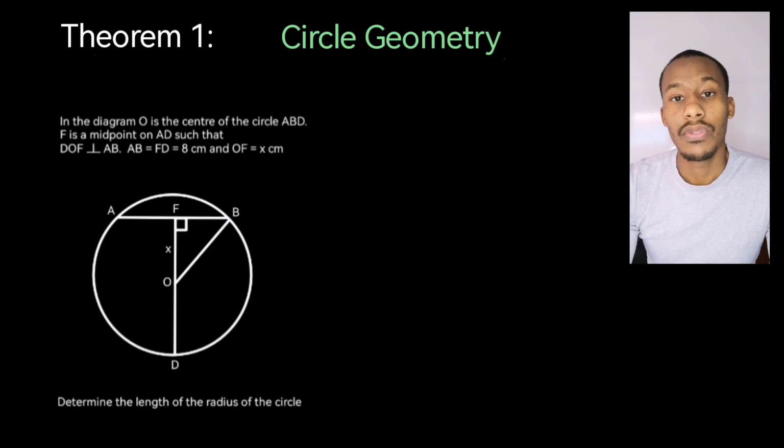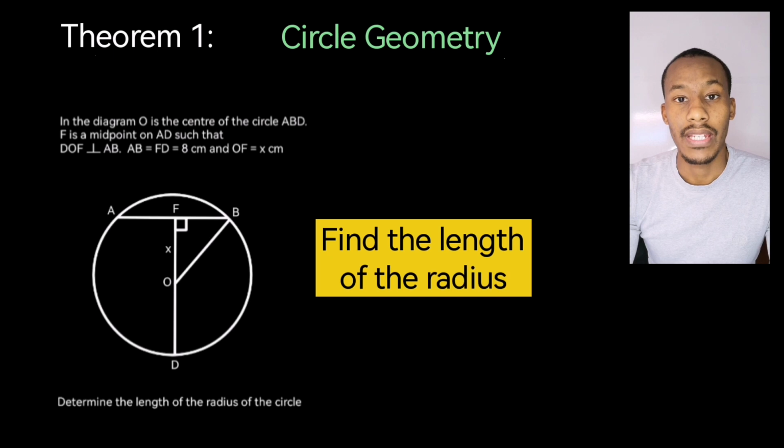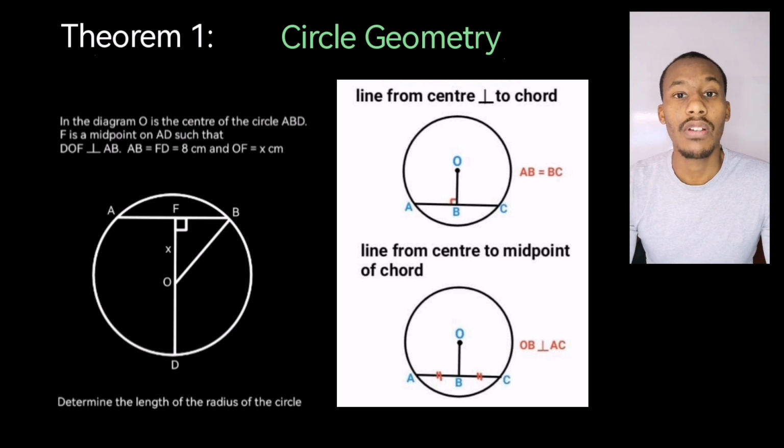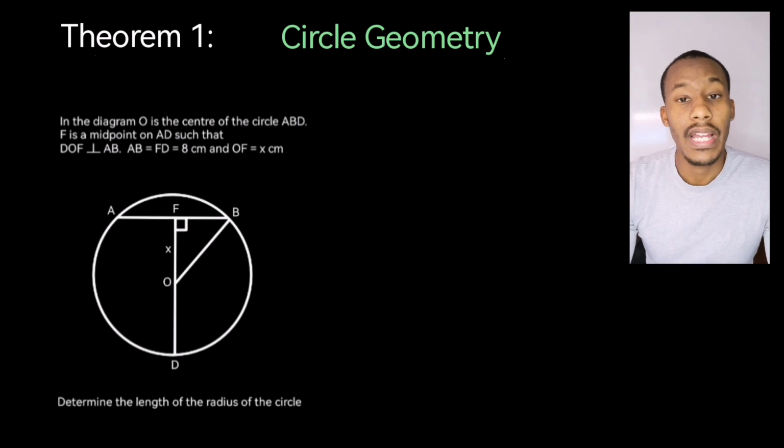Here what we need to do is actually find the length of the radius. So let's quickly recap what the first theorem states. It says, if a line is drawn from the center of the circle and it's perpendicular to a chord, it will bisect that chord. In this example, we won't have to use that theorem because it's already stated that DOF is perpendicular to AB and that F is the midpoint, meaning that it bisects the chord AB, such that AF is equal to FB.